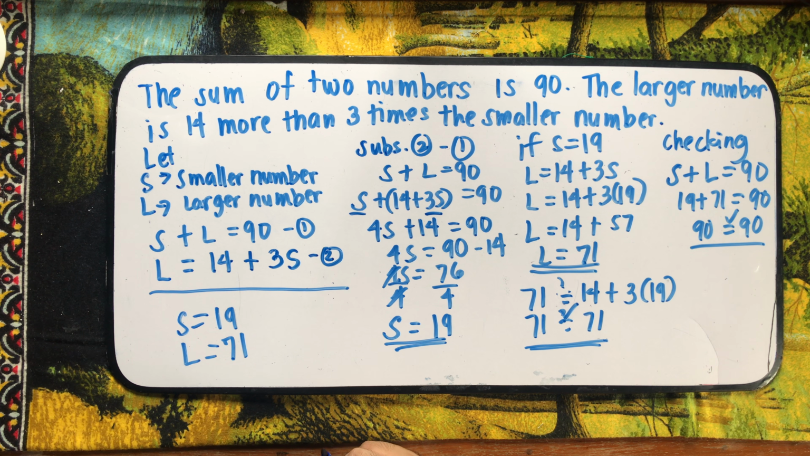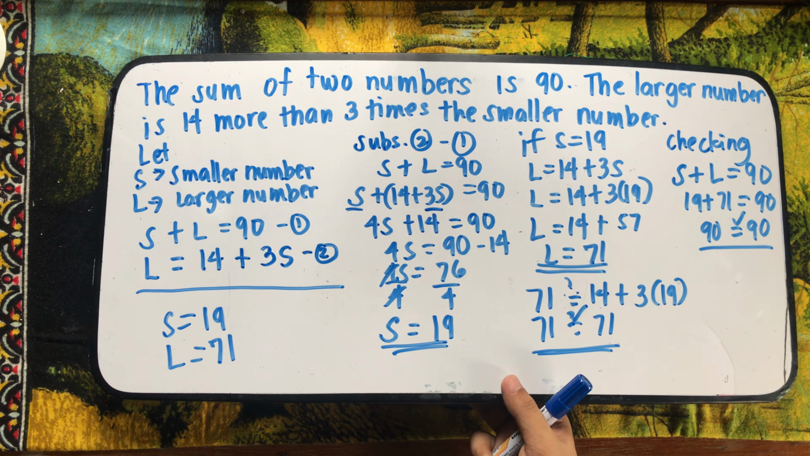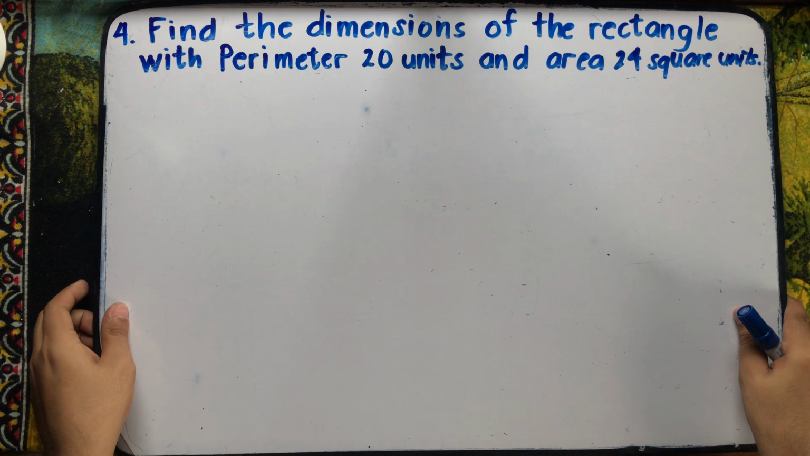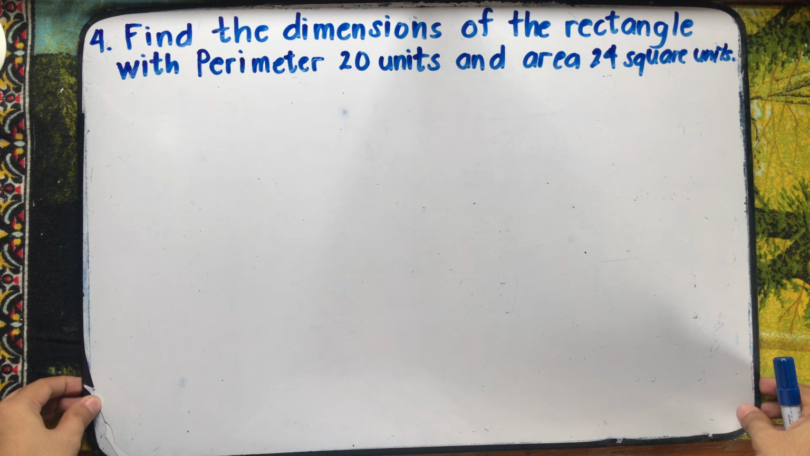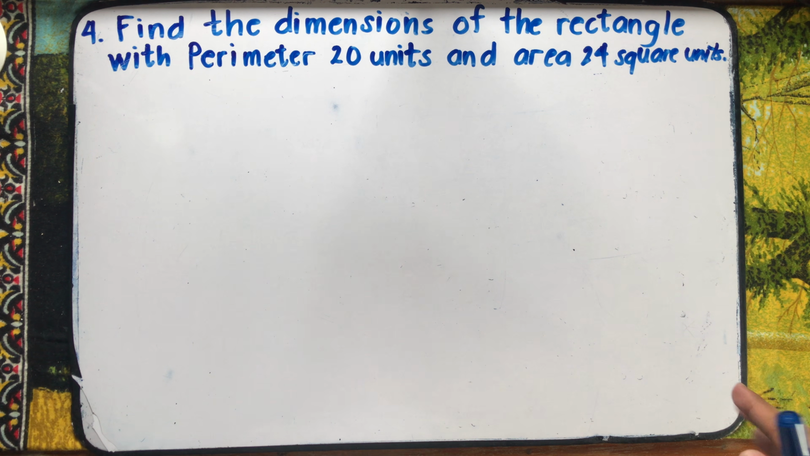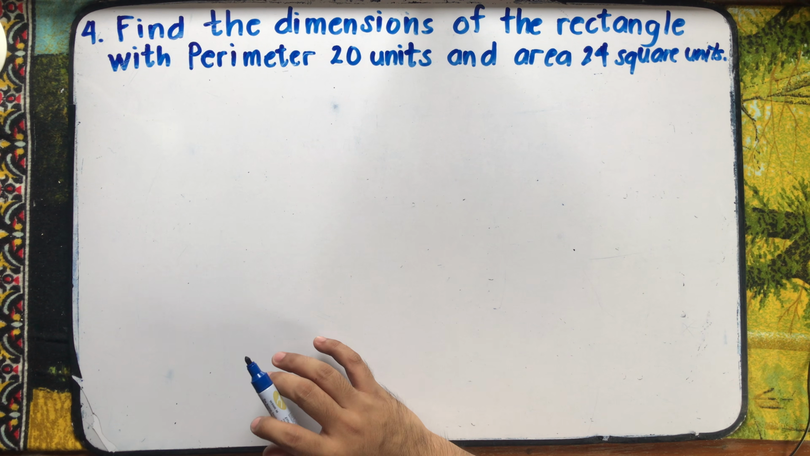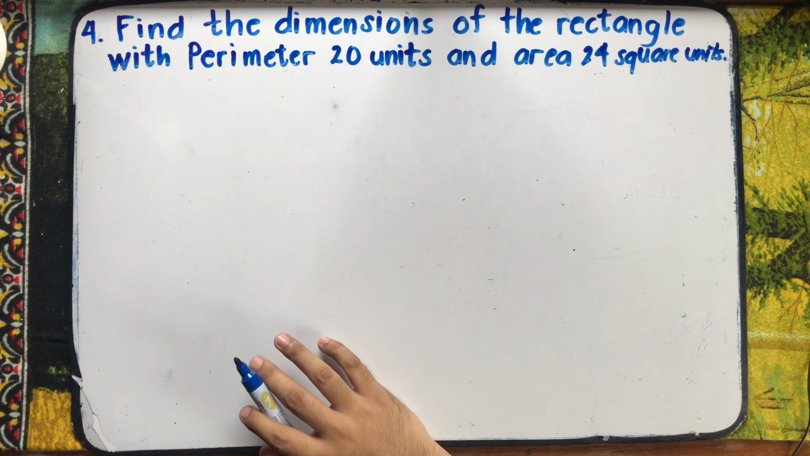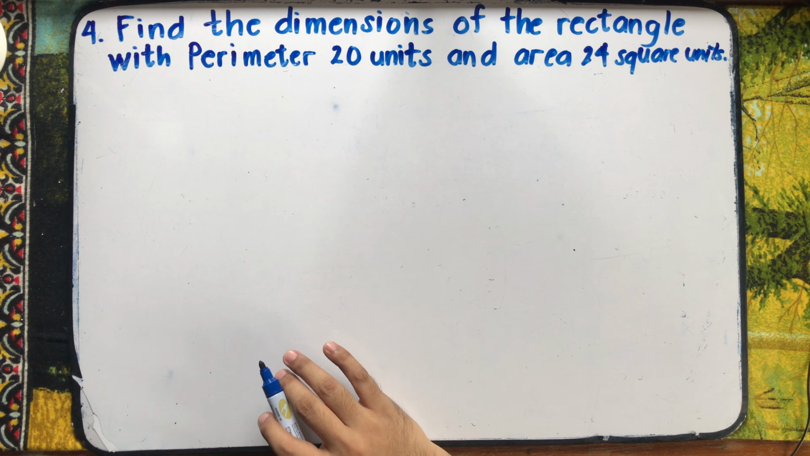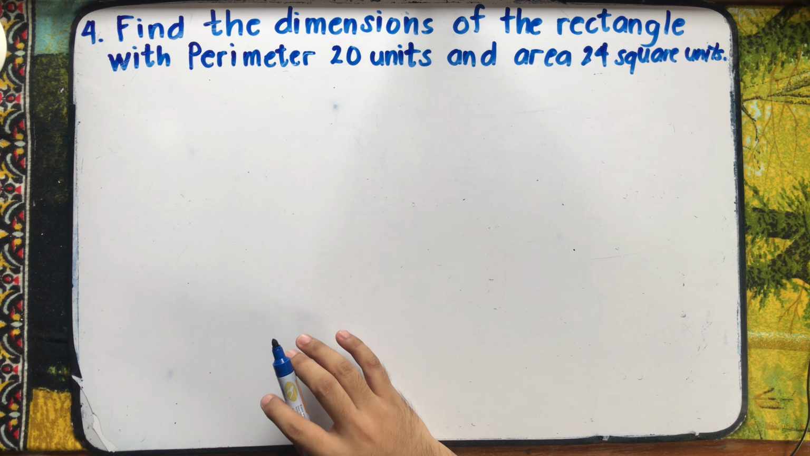Okay, so let us now try to answer question number 4. For question number 4, we are now given this one. Based on the problem, we're asked to find the dimensions of the rectangle with perimeter 20 units and area 24 units. So before we answer this problem, all we have to do is to review our past mathematics involving geometry and shapes.